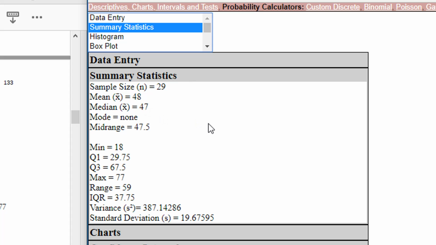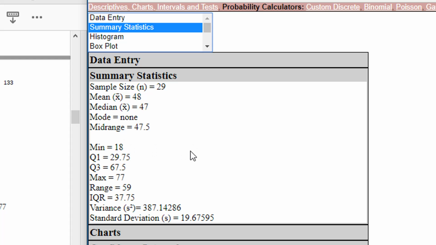Mode would be what number is most common. In our case, there are no repeated values, and so nothing is more common than anything else, so the mode is none. If there was a mode, it would be identified, and if there is more than one mode, they would all be identified. If, for example, 33 showed up five times and 52 showed up five times, they would both be listed there. Mid-range is the average between the maximum and the minimum value. So 77 and 18 are averaged together. They give you 47 and a half.